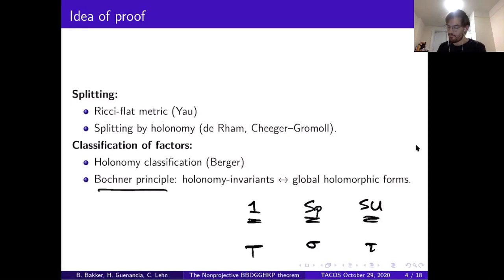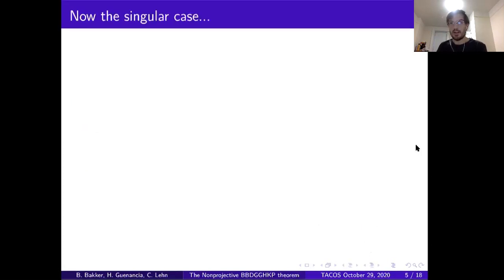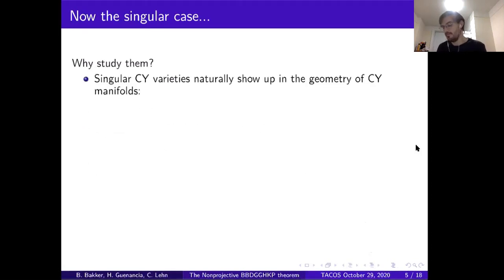Great. Now let's talk about the singular case. And before we talk about the singular case, let me say a few words about why we're talking about the singular case. The first reason is that they're basically unavoidable when you're doing higher dimensional geometry. Singular Calabi-Yau varieties naturally show up even if you're only interested in the geometry of Calabi-Yau manifolds.